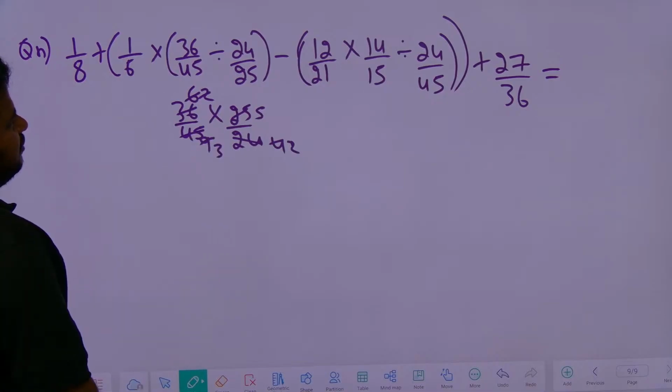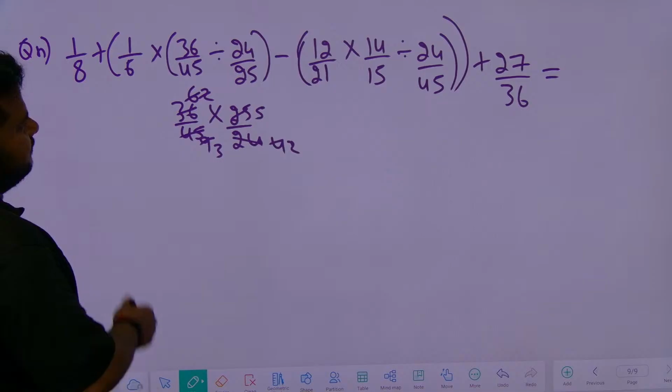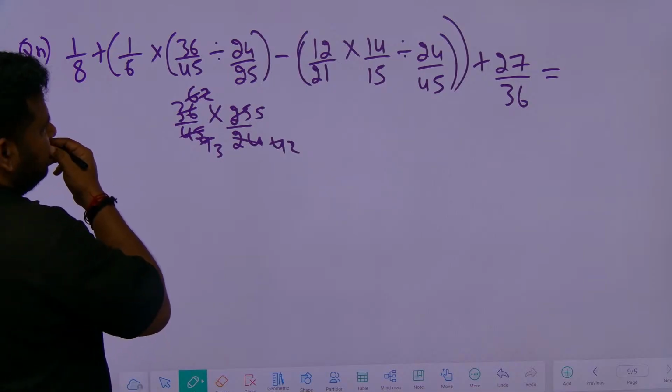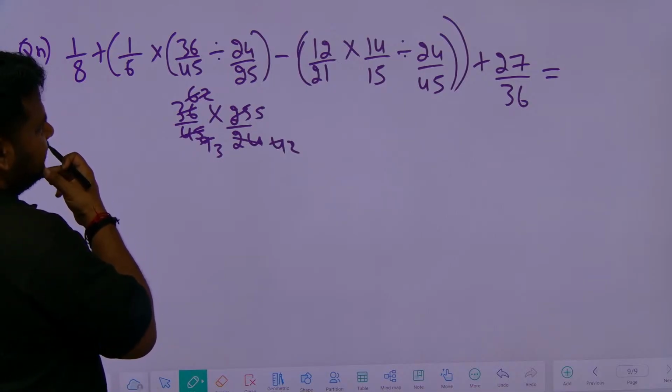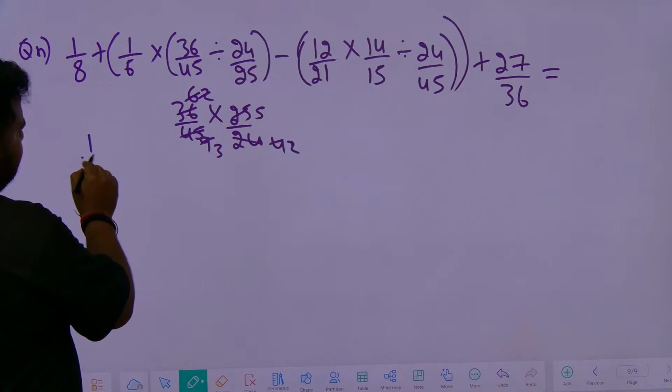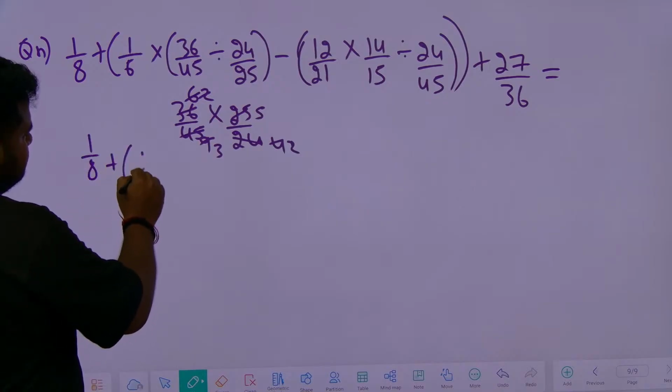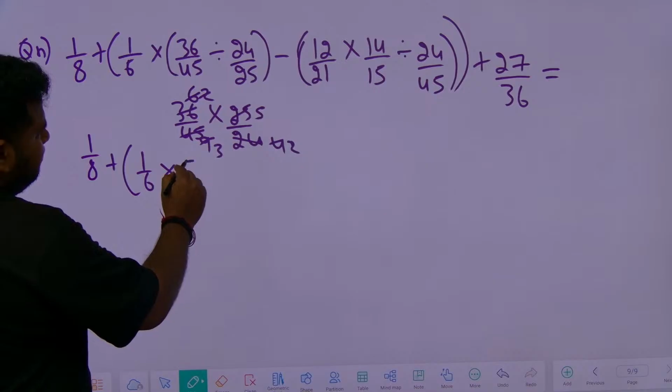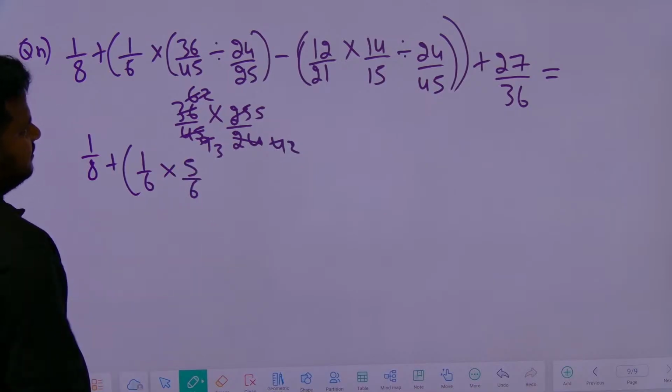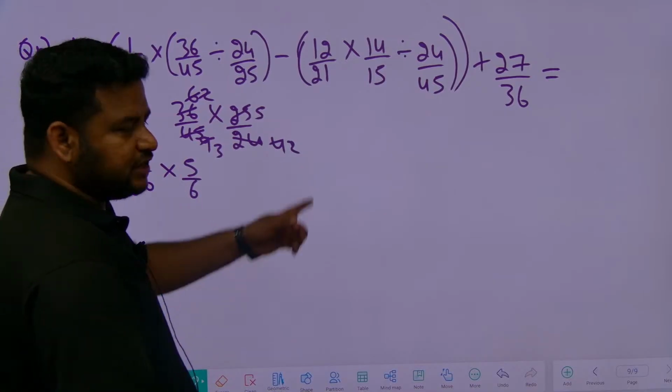We will get 5 by 6. So here it will be 1 by 8 plus 1 by 6 into what is this? This will be 5 by 6. Let us look at this also.